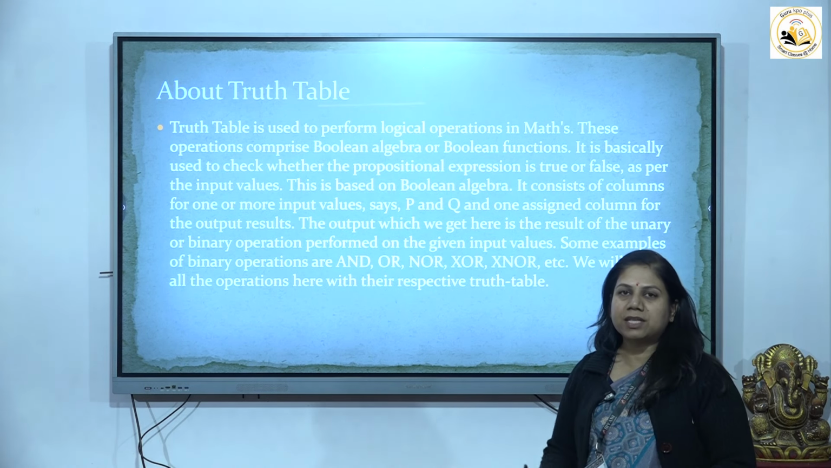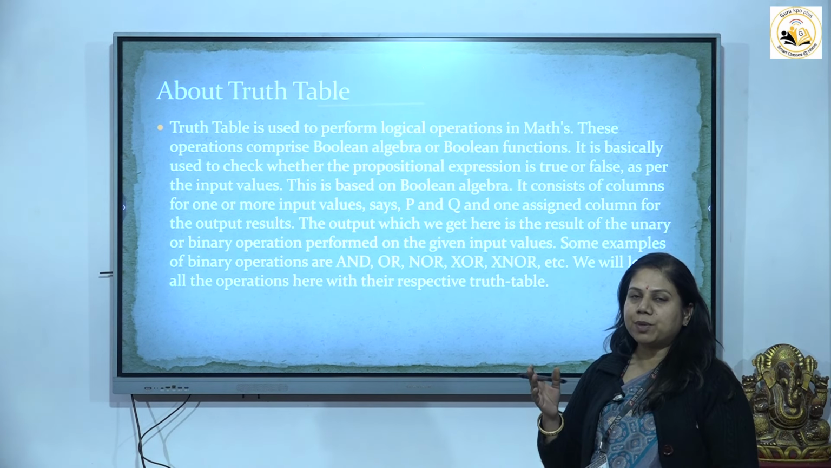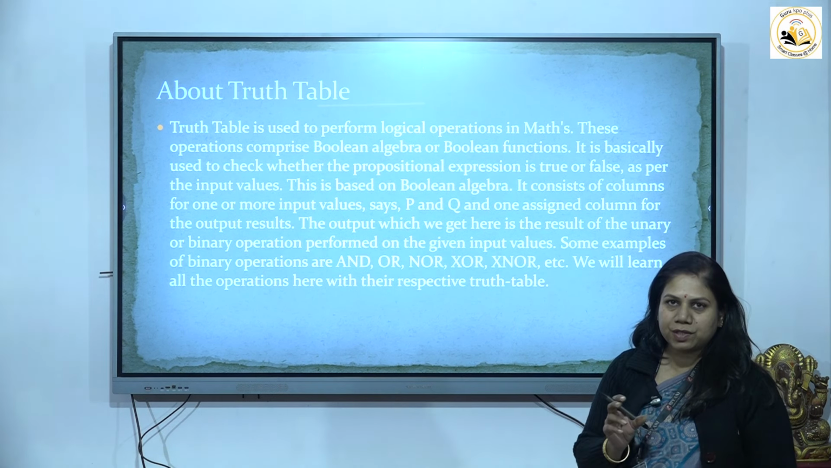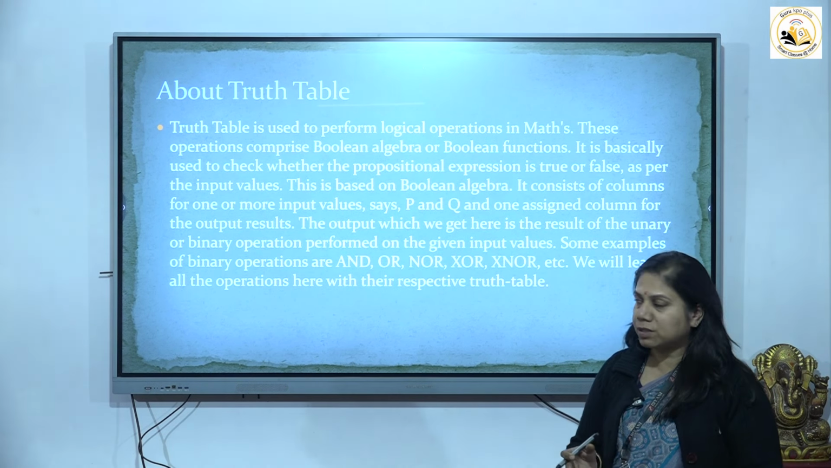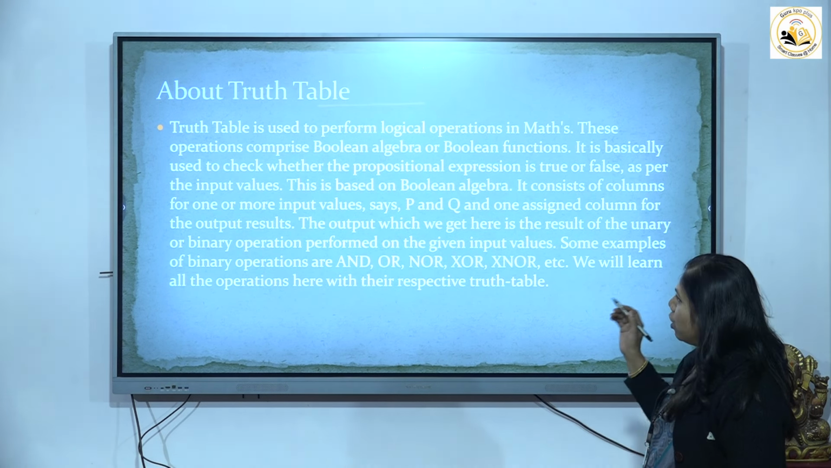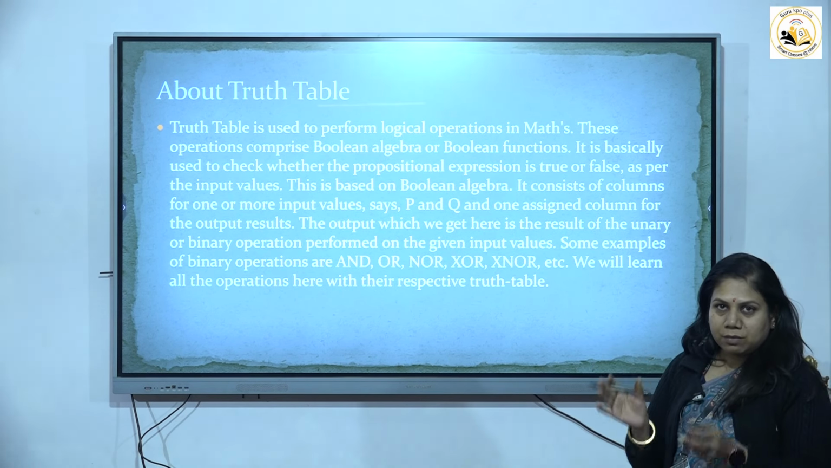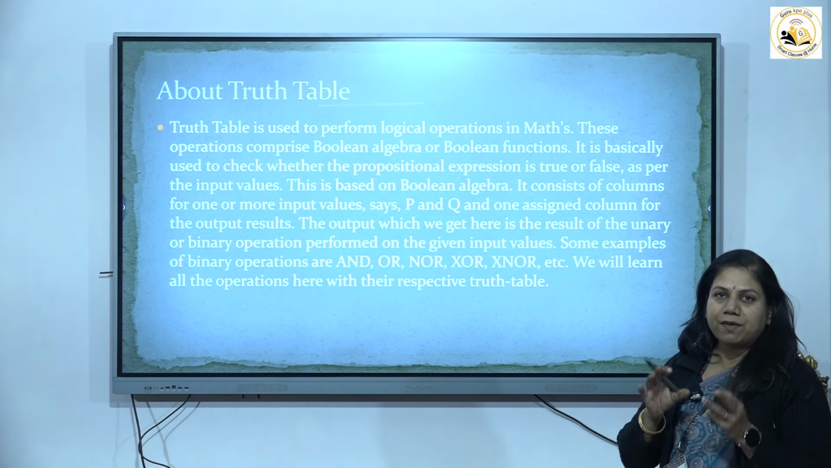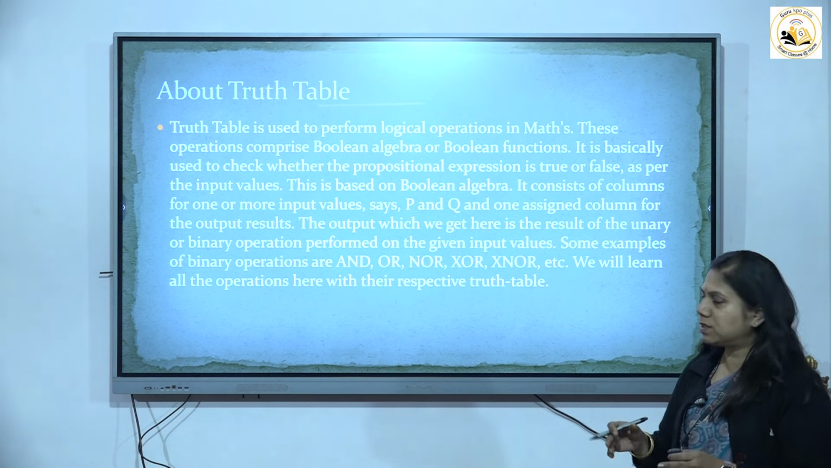What is truth table? Basically truth table is used for decision making process. It is a topic of propositional calculus where some propositions we use to determine their truth or false values. Truth table is used to perform logical operations in maths. These operations comprise Boolean algebra or Boolean function, means by using logical propositions we form their functions and conclude their result whether they are true or false.